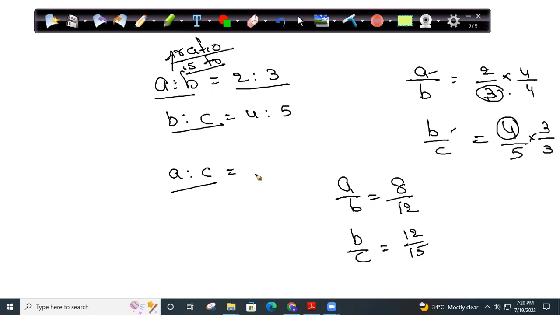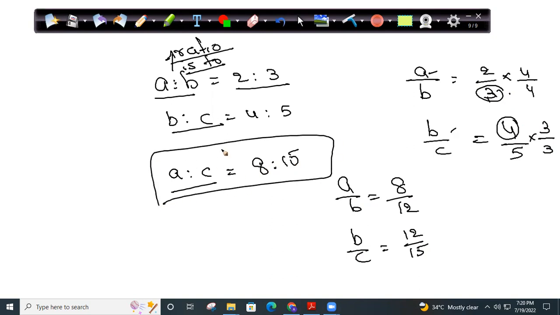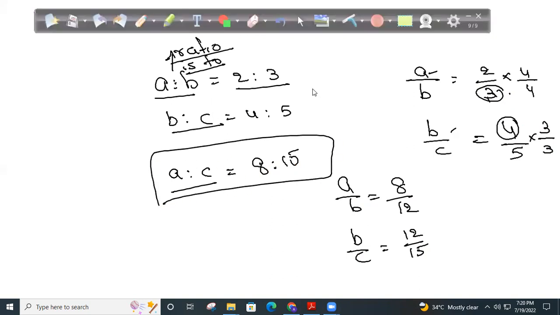So if I ask you A is to C, the value of A is 8 and the C is 15. So the value of A is to C should be 8 is to 15. That should be my answer.